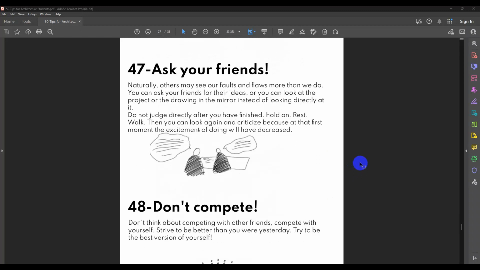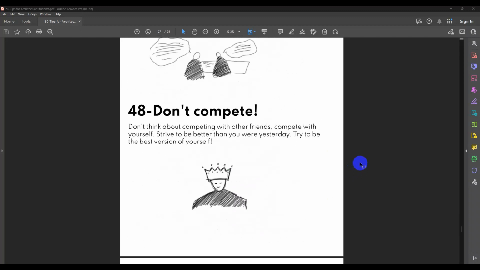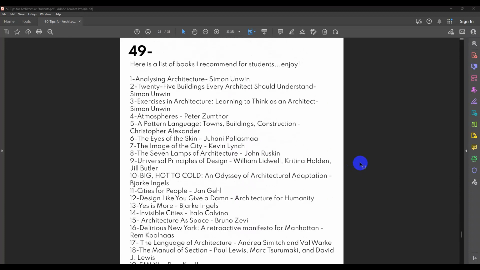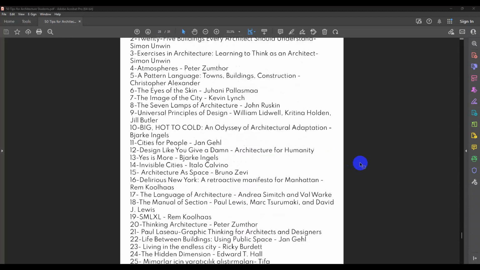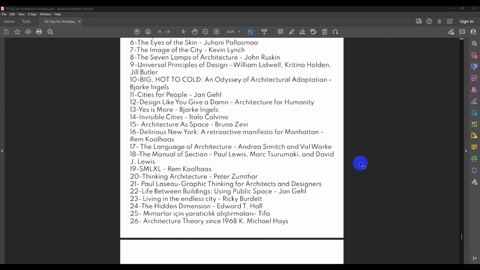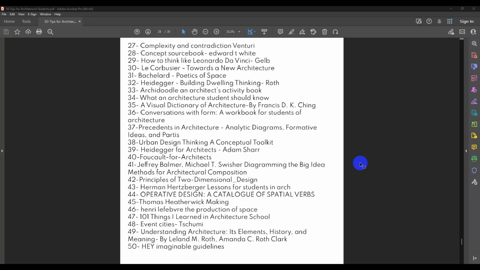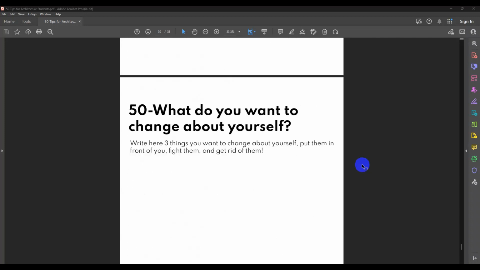47, ask your friends. 48, don't compete. 49, okay. For point 49, a lot of words you can see here. And the last one, 50. What do you want to change about yourself?